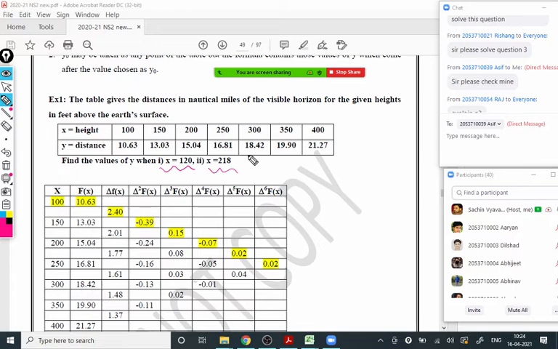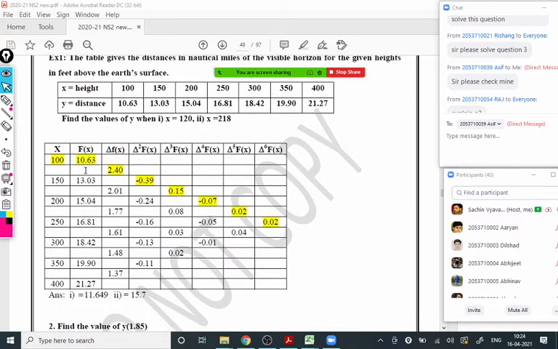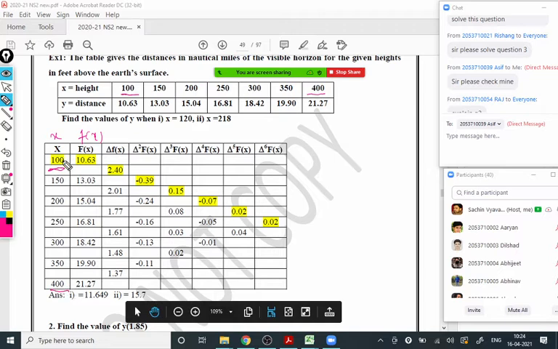Now to get these values, step number one is a difference table. Just make a difference table. So I will show you here a difference table. The first column is x, the next column is f(x), that is y equal to f(x). So these are the given values only. Start with 100 up to 400. These are the x values, with the corresponding given values of f(x).